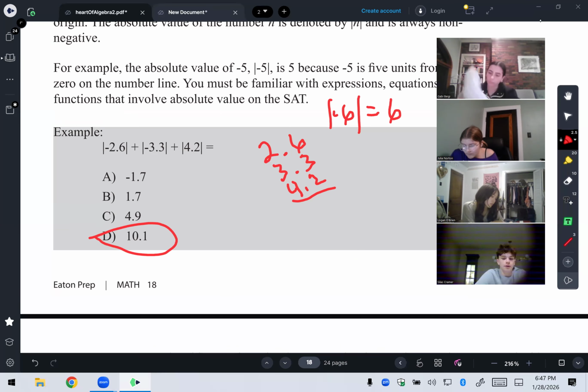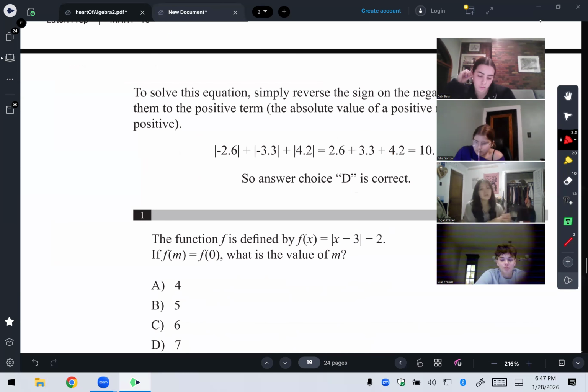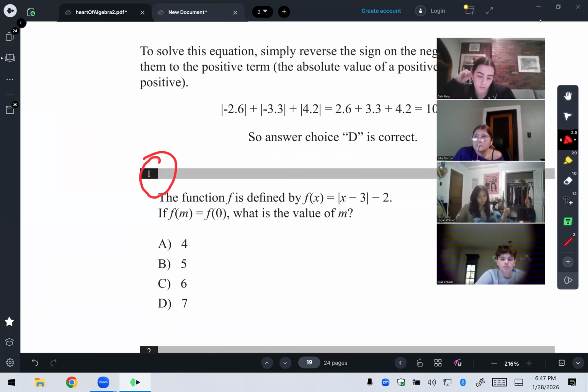Okay. That's pretty easy. Let's look at number 1. This is a little tricky. I'm so glad they took that off, the imaginary numbers. Okay, so here, the function f is defined by f of x is the absolute value of x minus 3, minus 2.